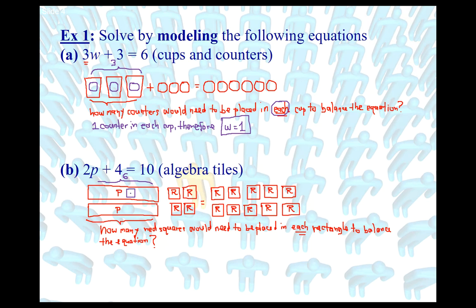So we'll do 1, 2, 3. 1, 2, 3. Okay, so we're putting 3 red squares into each rectangle.